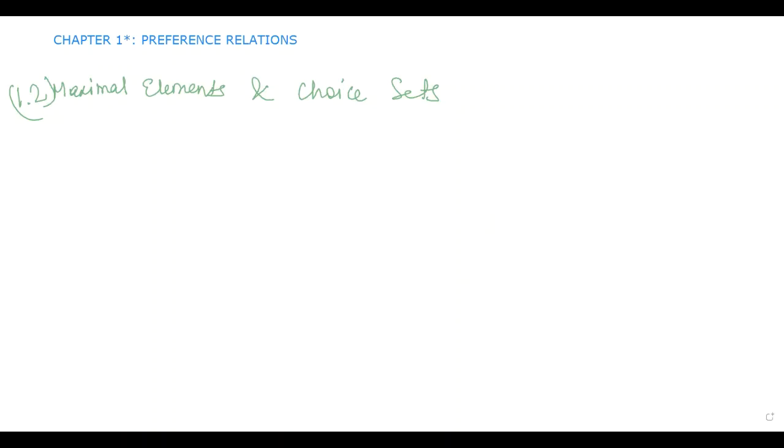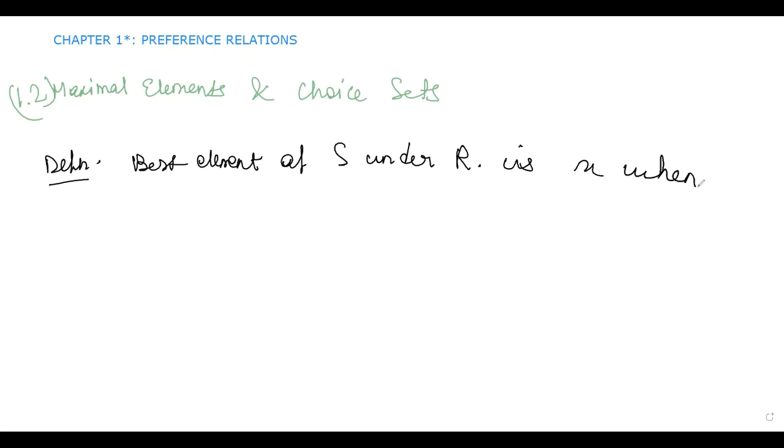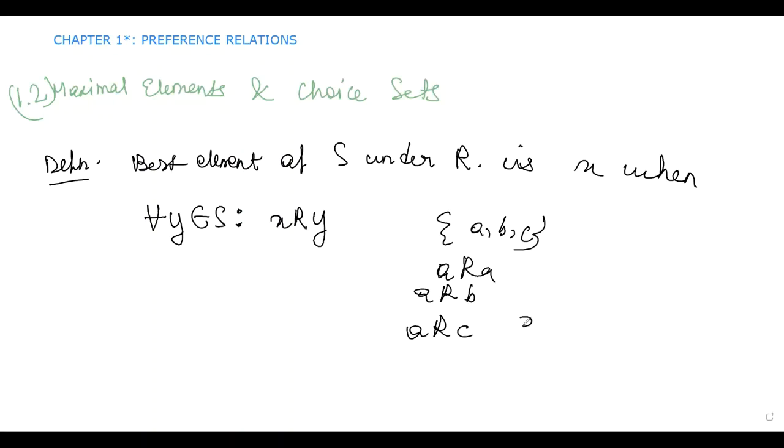The next notion, which is very similar and many might get confused between this and that of maximal elements, is that of a best element. Definition. Best element of S under R. What is this? It is X when, for all Y belonging to S, X R Y. So every element of S, including X itself, X is at least as good as. Say there's a set A, B, C, and A R A, A R B, A R C. Then A is a best element.